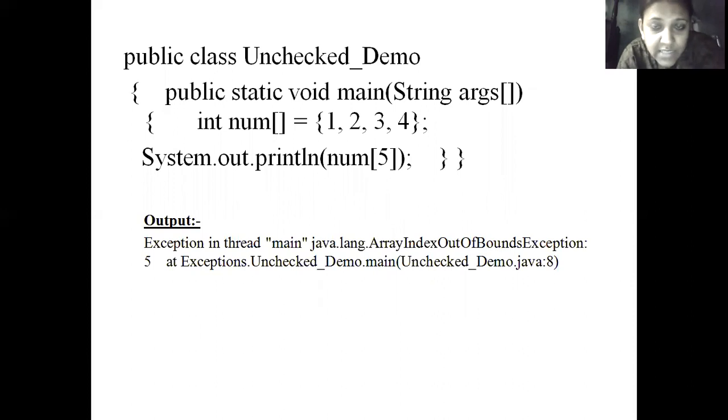Here you can see this UncheckedDemo is the class where we have the main method. Here our array is 1, 2, 3, 4, only 4 elements. It's trying to access the fifth element. Though we do not have any try catch block or anything else, in spite of that, it is giving me an ArrayIndexOutOfBoundsException at line 5. So this is an unchecked exception.